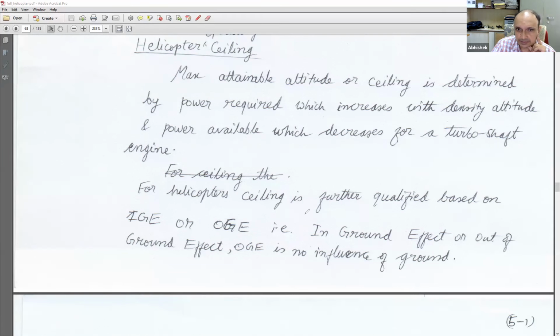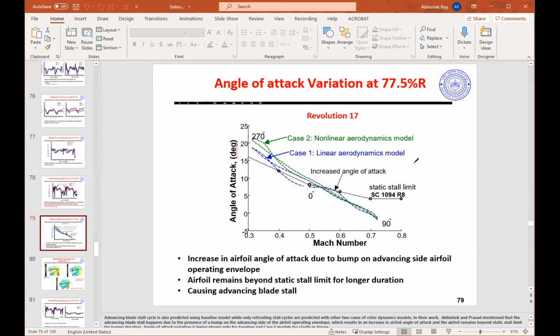You can see the presentation, the PowerPoint? Yes, sir. So this is a real condition for a dynamic stall scenario where your angle of attack is going to more than 20 degrees. This is angle of attack, not pitch angle. Pitch angle will be much higher than this. And this black dashed line, which I am trying to follow, is the static stall limit for the airfoil.